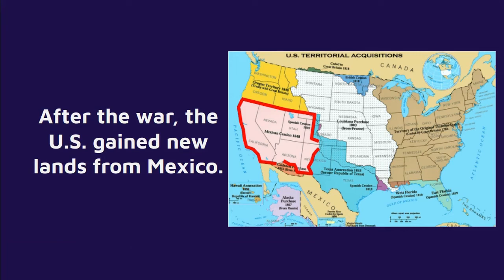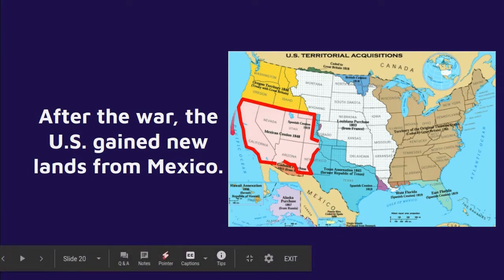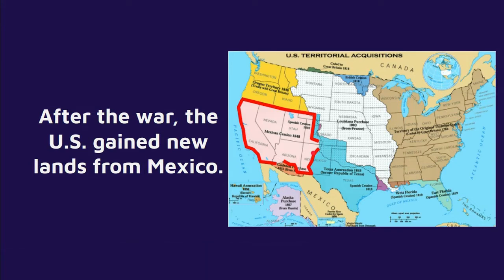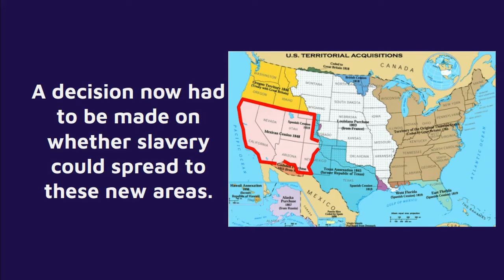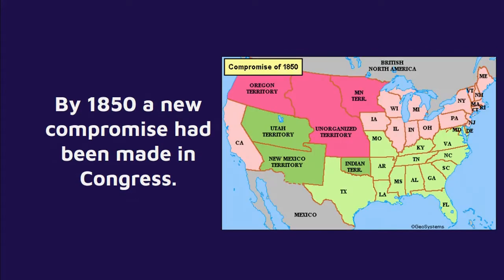After the war, the U.S. gained new lands from Mexico called the Mexican Cession. These included parts of current day New Mexico, Colorado, Wyoming, all of present day Utah, Nevada, California, and a little bit of present day Arizona. A decision now had to be made on whether slavery could spread to these new areas now that the United States had gained them after the war.